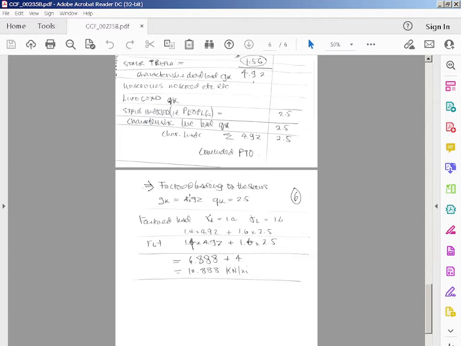So it says find the factored loading on the stairs. The safety factors are gamma D for dead load 1.4, gamma L for live load 1.6, GK equals 4.92 and QK is 2.5. So therefore factored load is 1.4 times 4.92 plus 1.6 times 2.5. 1.6 times 2.5 is 4, and 6.88. That gives you a factored loading of 10.88 kilonewtons per meter.